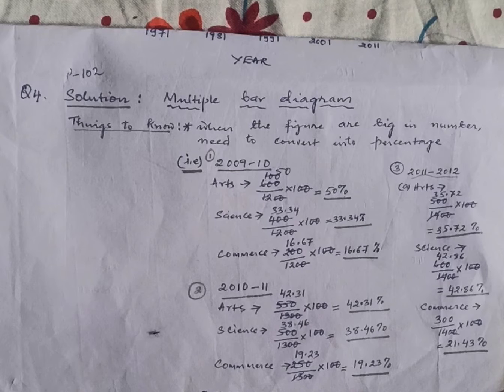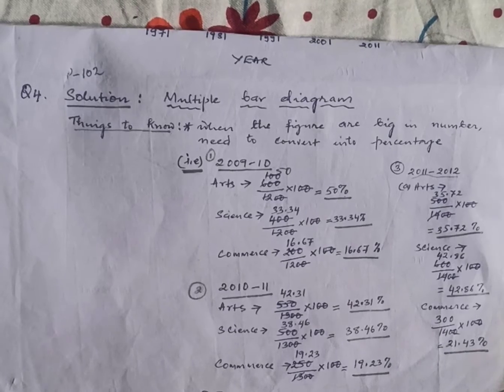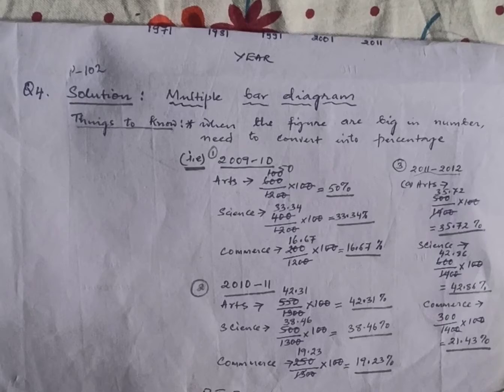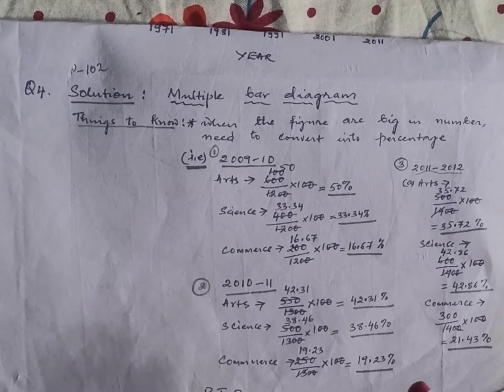These are the data given, that is faculty. In faculty, arts, science and commerce are given, and the number of students for 2009-10, 2010-11 and 2011-12 is given. So how are we going to do it?